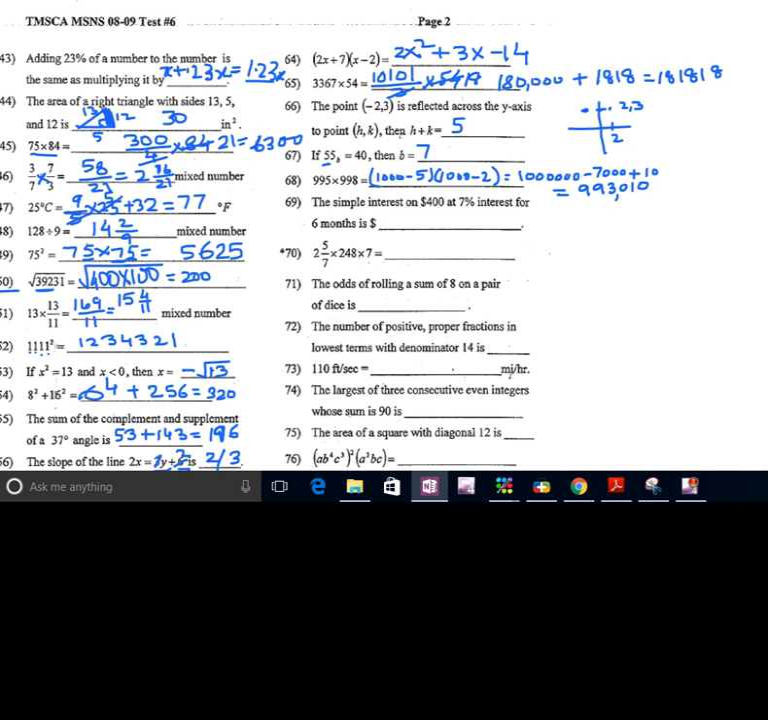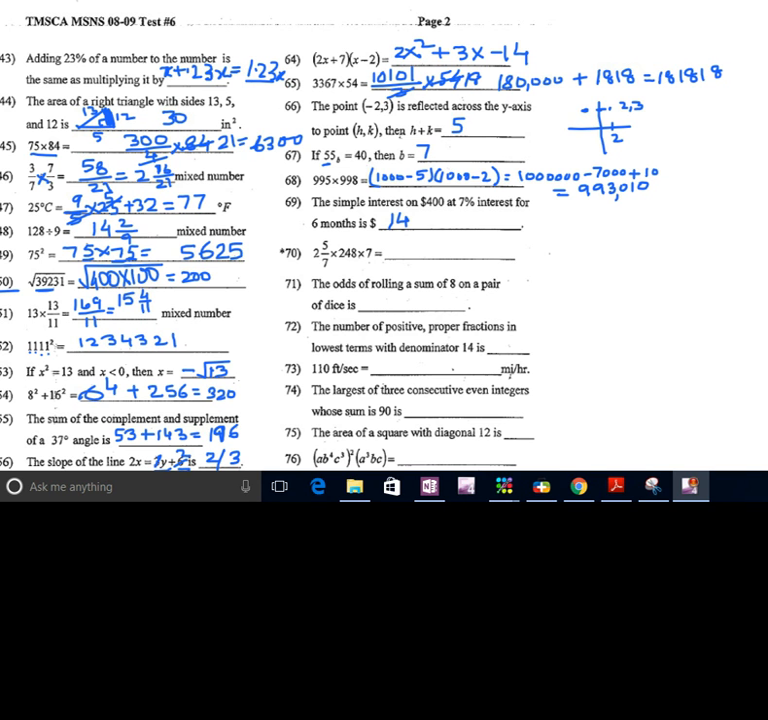69. The simple interest on $400 at 7% interest for 6 months is how many dollars? So the formula for this is principal times time in years times the rate of interest divided by 100, right? So it's basically the product of 400 and 7 divided by 100. So that is 28 times 6 months over 12 months. So that's half. So 28 times half, the answer is going to be $14.